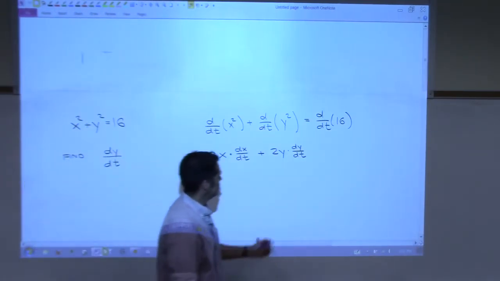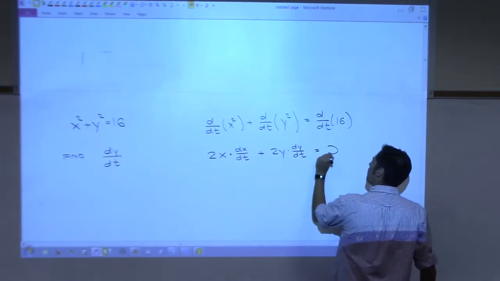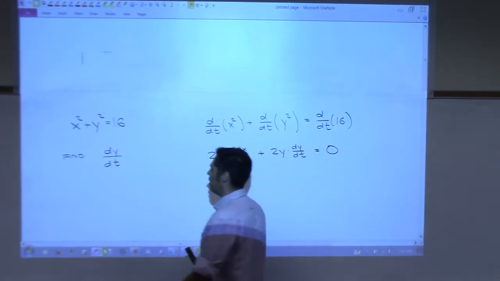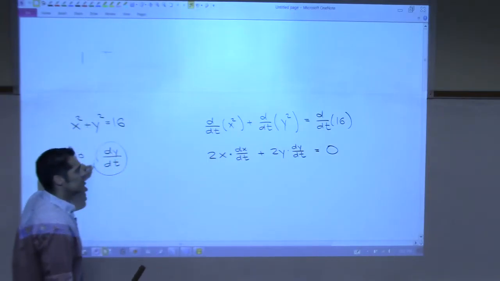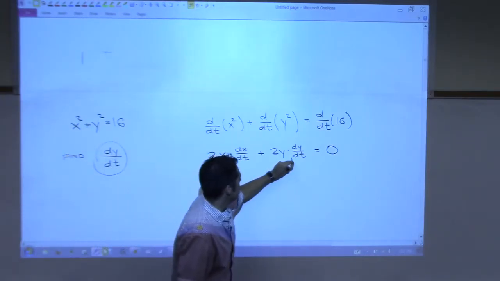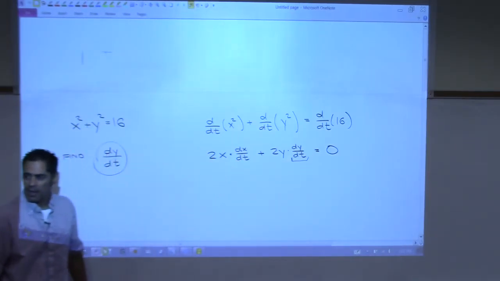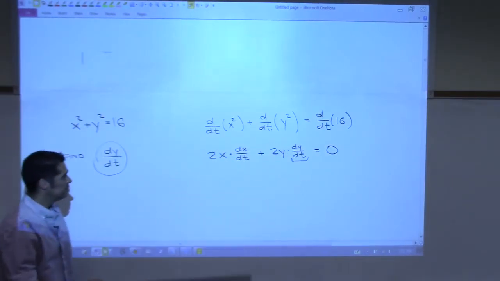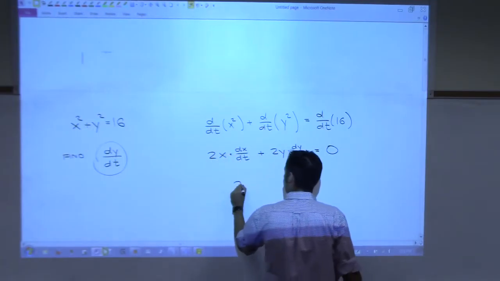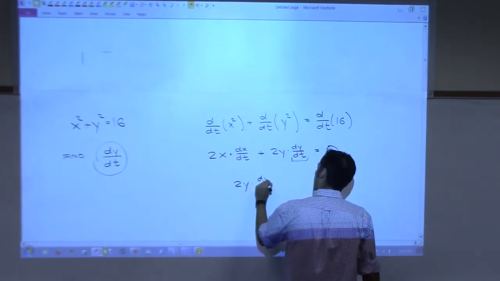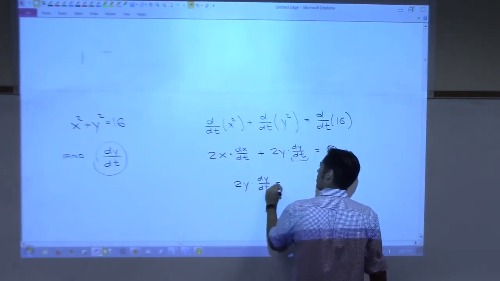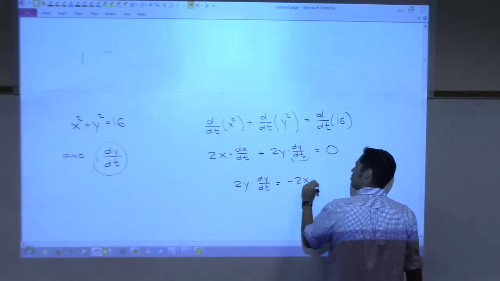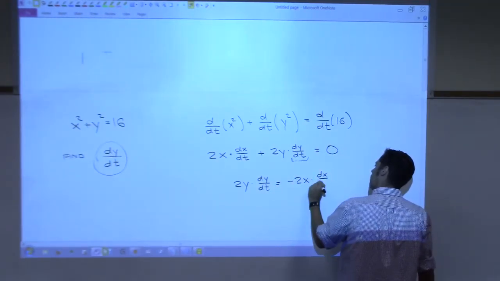Equals 0. And I'm asking us for what? dy/dt. So you're going to isolate this right there. You have to isolate that now. So move this entire thing over to the other side. 2y dy/dt equals negative 2x dx/dt.